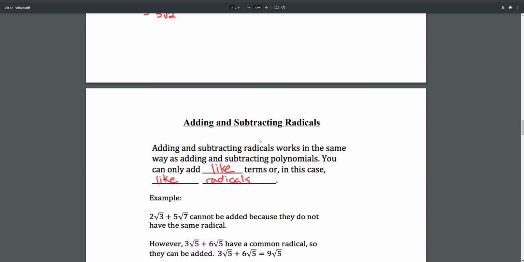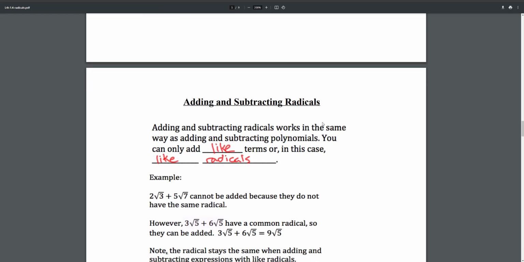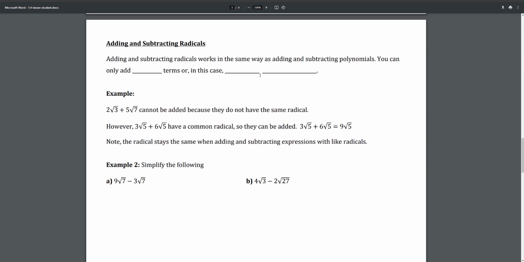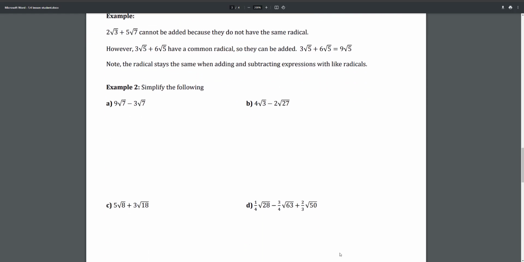Here we're going to learn about adding and subtracting radicals. So adding and subtracting radicals works the same way, just like if you're adding and subtracting polynomials. So you can only add or subtract like terms, or in this case, like radicals. And what do I mean by like radicals? Well, here, let's do some examples, shall we?